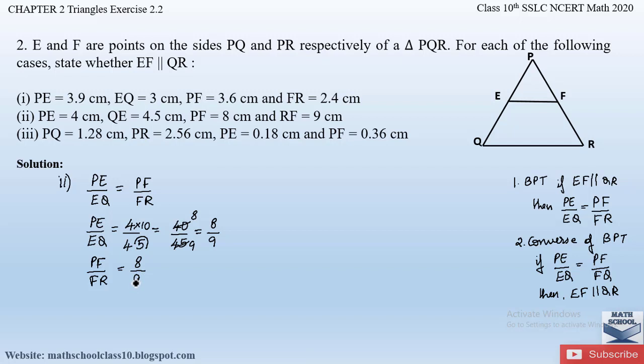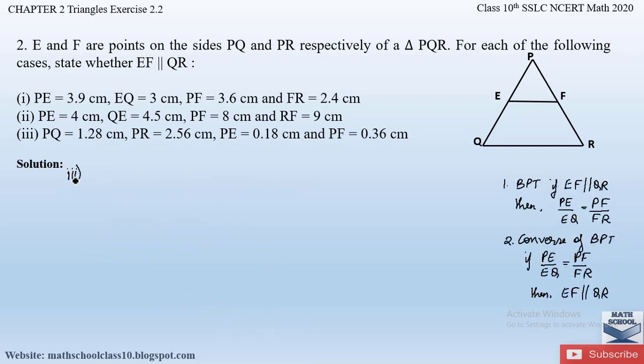Okay, so here you can see that PE by EQ is also 8 by 9 and PF by FR is also 8 by 9. So since PE by EQ is equal to PF by FR, therefore we can say that EF is parallel to QR. Okay, this we are considering by theorem 2.2. If this is true, then EF is parallel to QR.